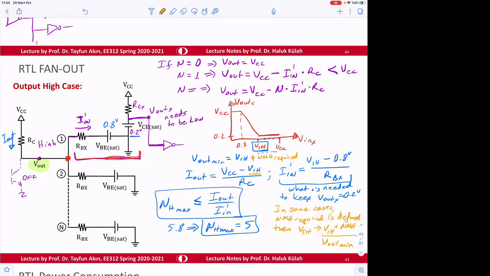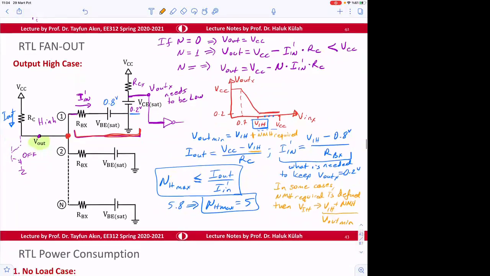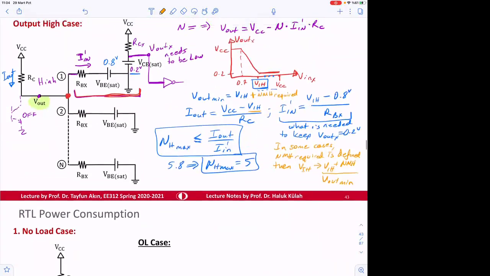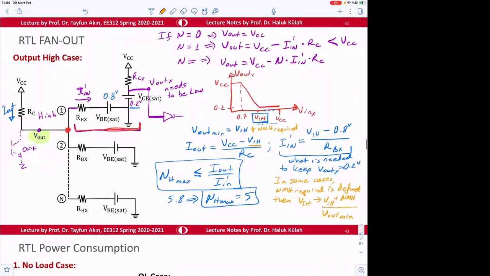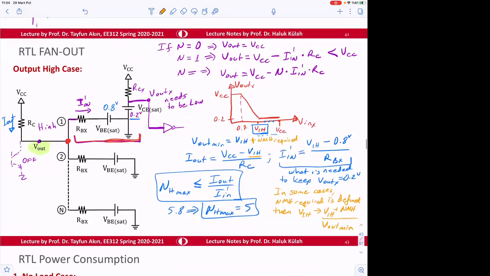Okay. So in the previous year's exam questions, you will be seeing that it will be asking you what is the fan out of this circuit if noise margin high needs to be larger than 1 volt. So then you say, okay, I need to add that value to determine V out min. There are a lot of example questions in the last year's exams for these things. So you will be seeing that.